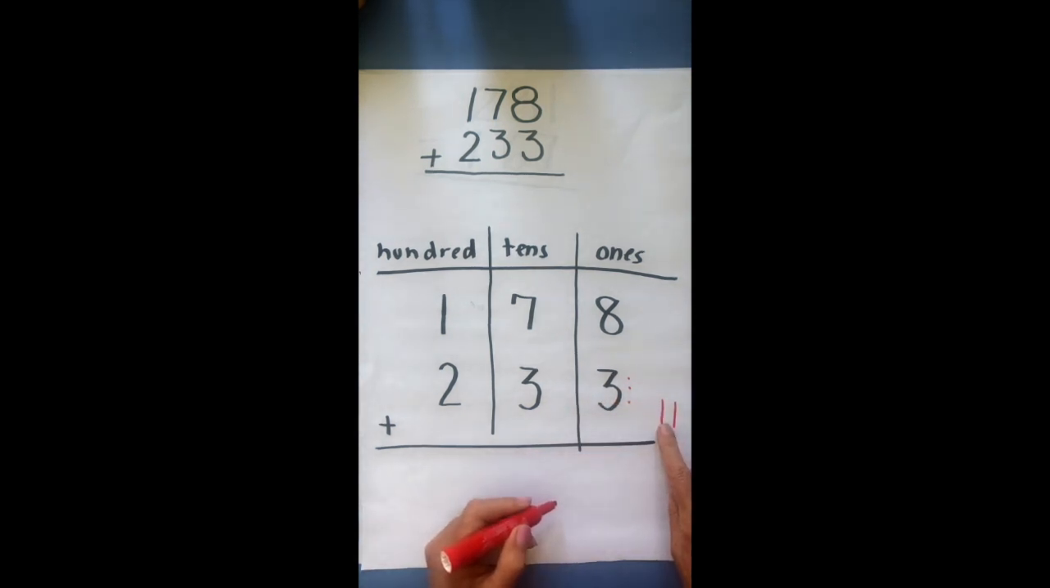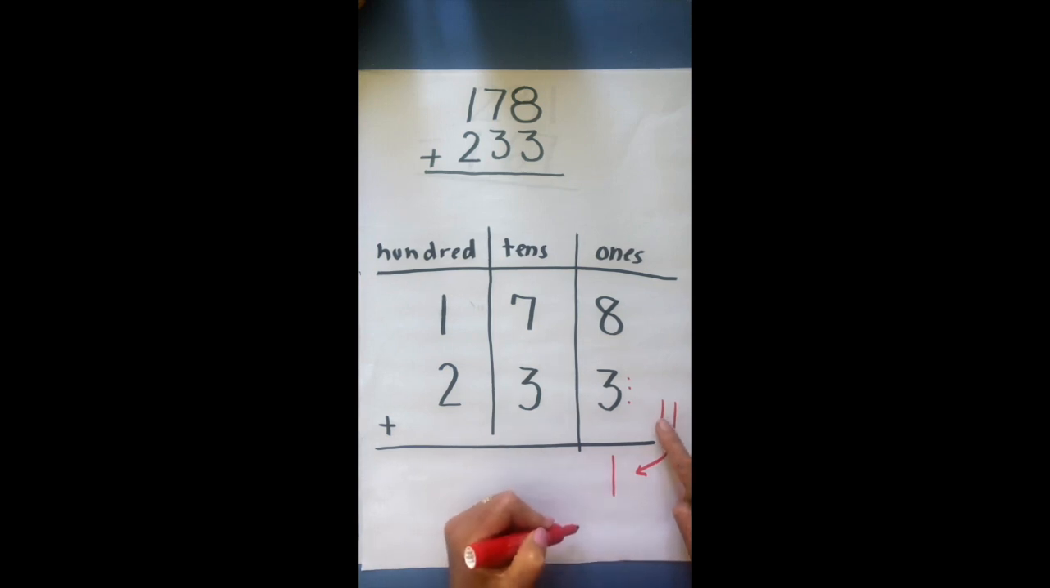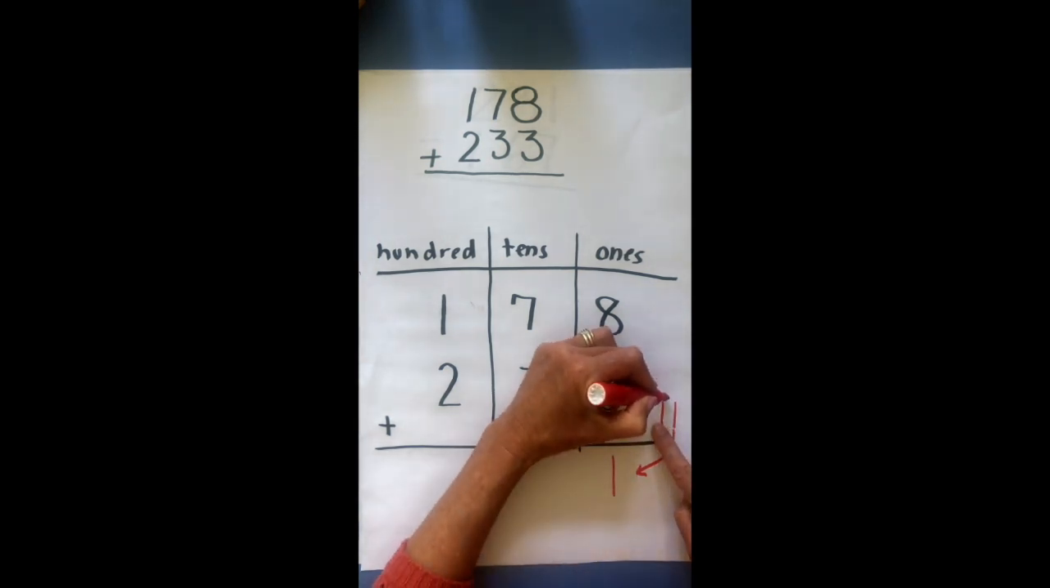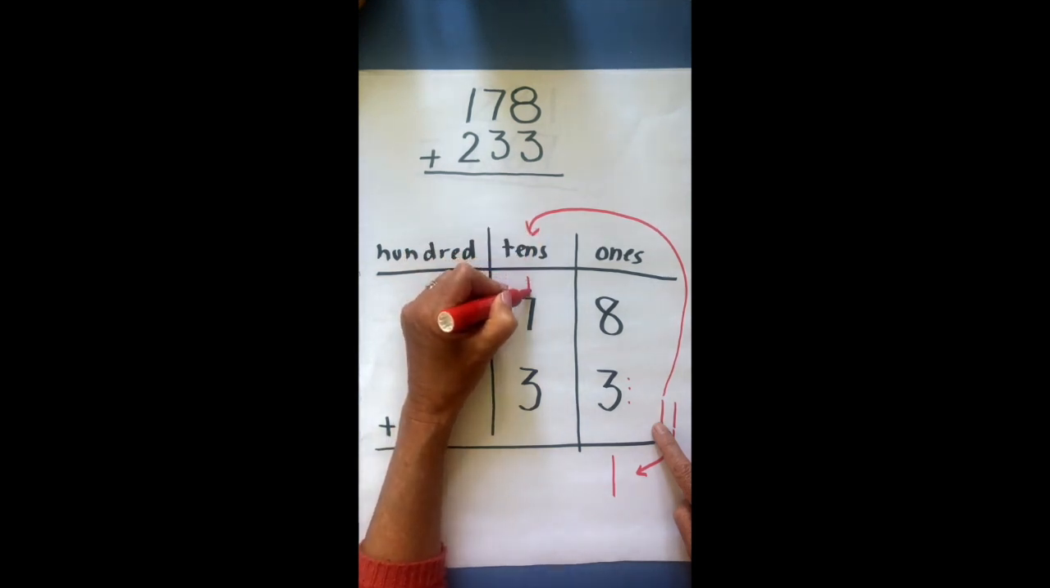So I got 11, but I can't have a 2-digit number here. I only can have 1 digit here, so only 0 through 9. So what I'm going to do is, the ones place, it's going to go down, and I'm going to put the 1 there. And this is really 110. So the tens place, I'm going to have it go up and put it here.